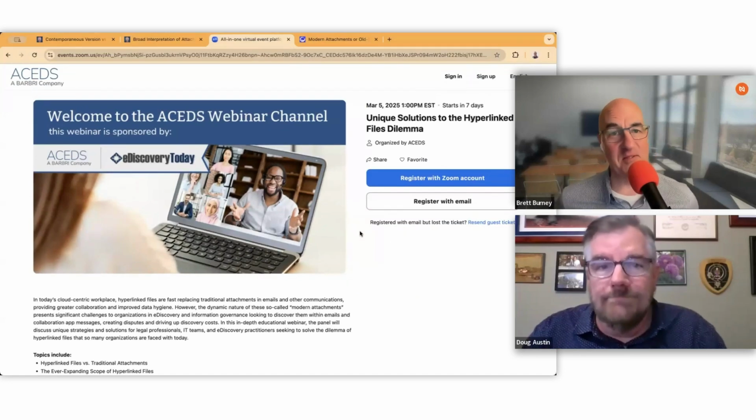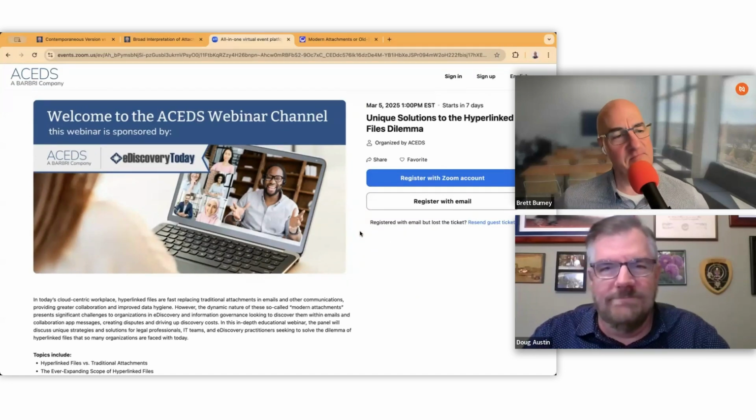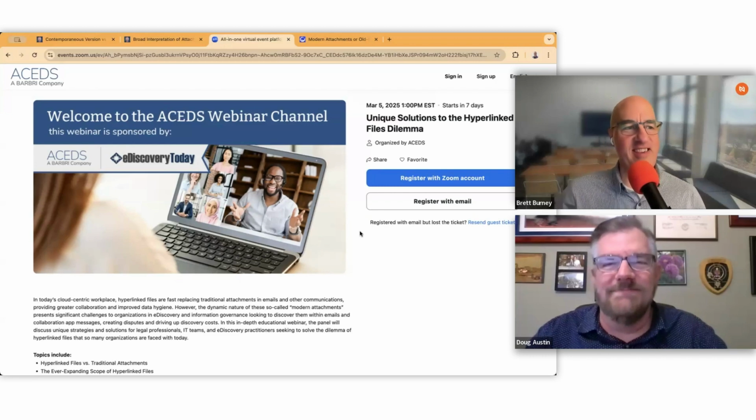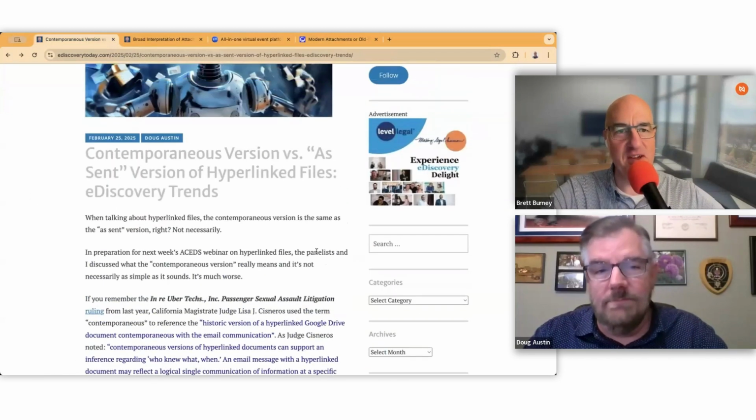So your key discovery point today is start thinking about how you would consider whether a hyperlinked file you should collect should be the contemporaneous version or the as-sent version.